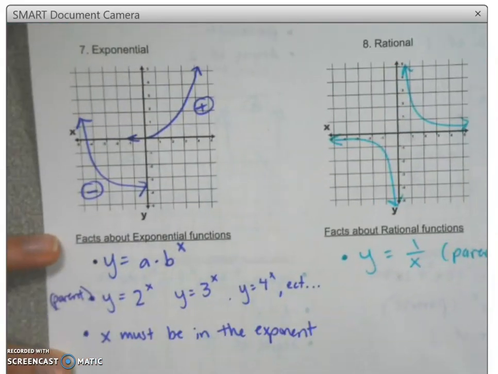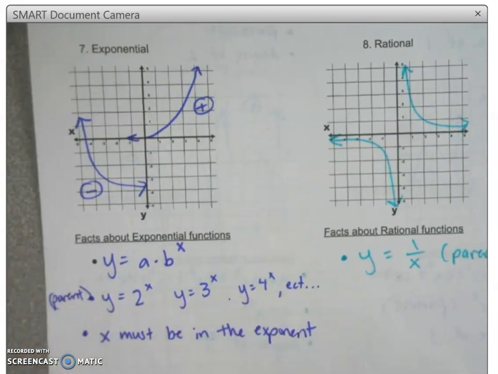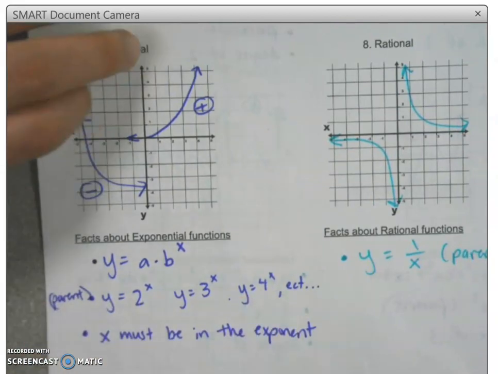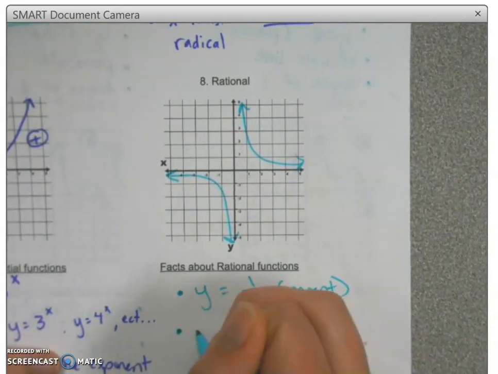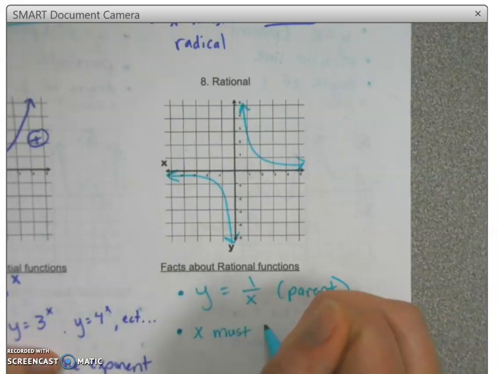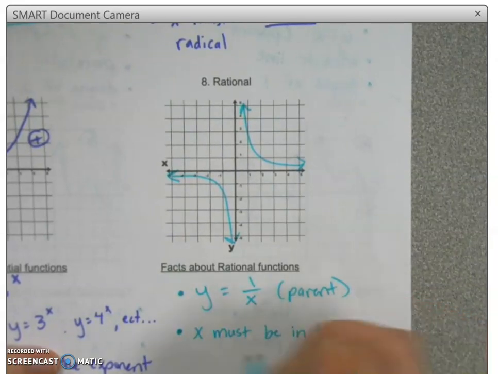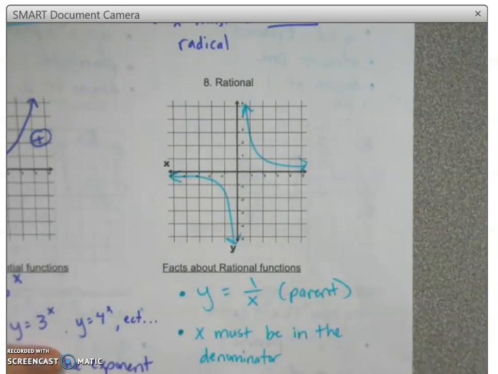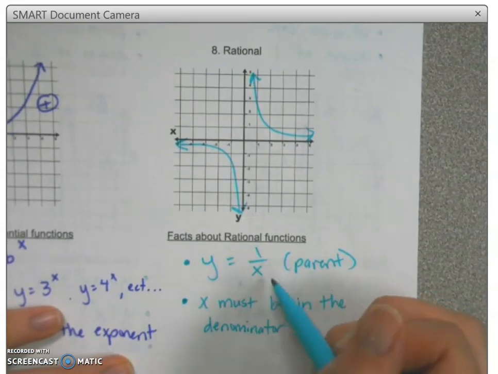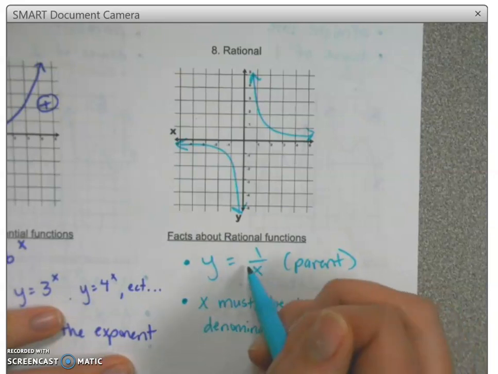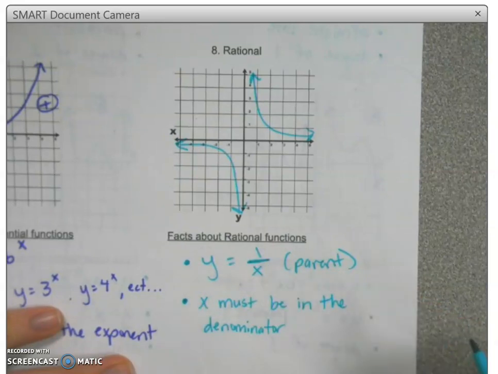Okay, so these are all your parent functions, but there's an infinite number of them. So for this one, your requirement is x must be in the denominator. For this, it doesn't matter what's in the numerator. Okay, you can have x in the numerator and x in the denominator. It won't matter. It's still going to be rational. If there's an x anywhere in the denominator, no matter what else is here, it's rational. All right, 3 more. We're done.